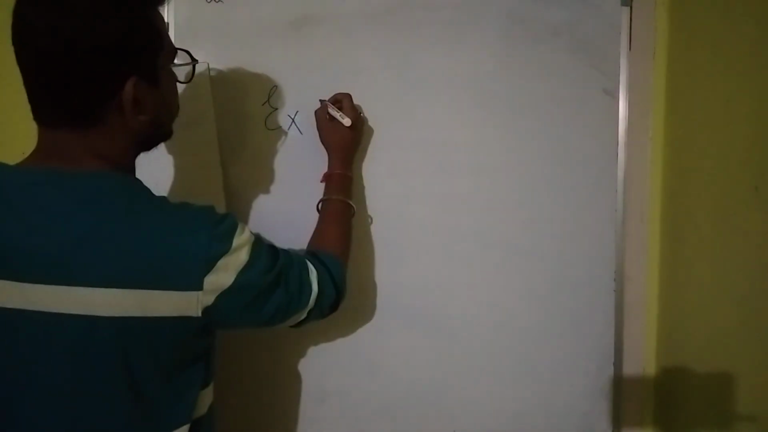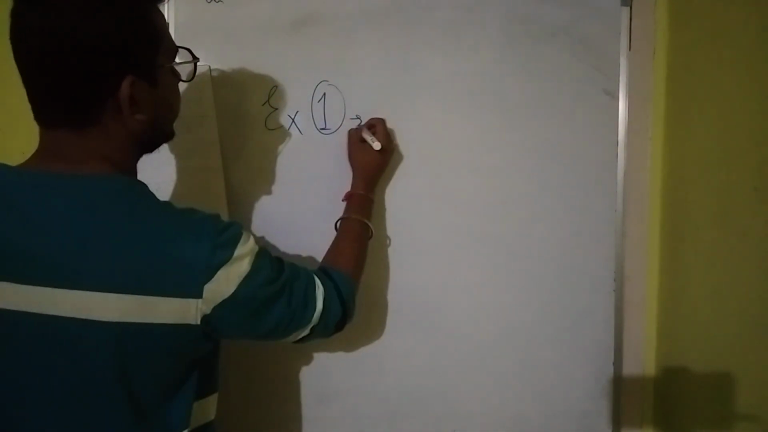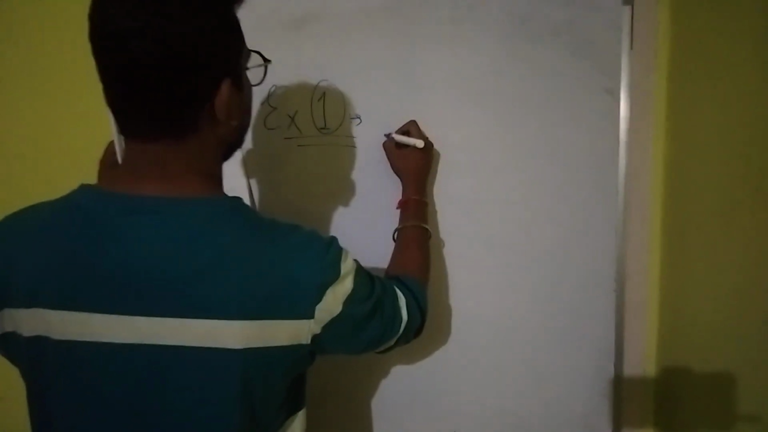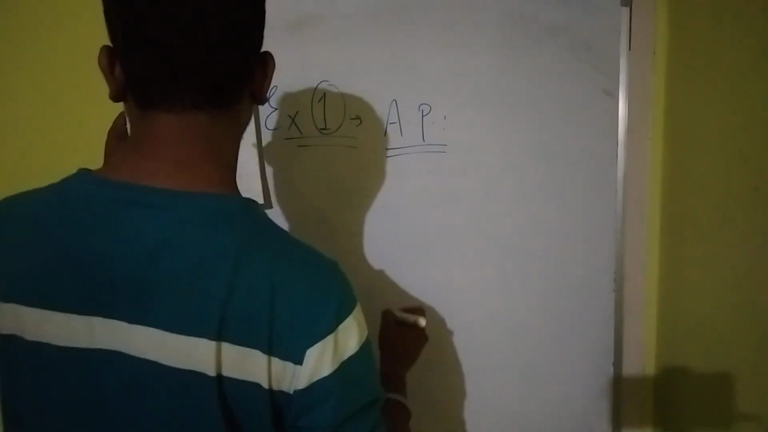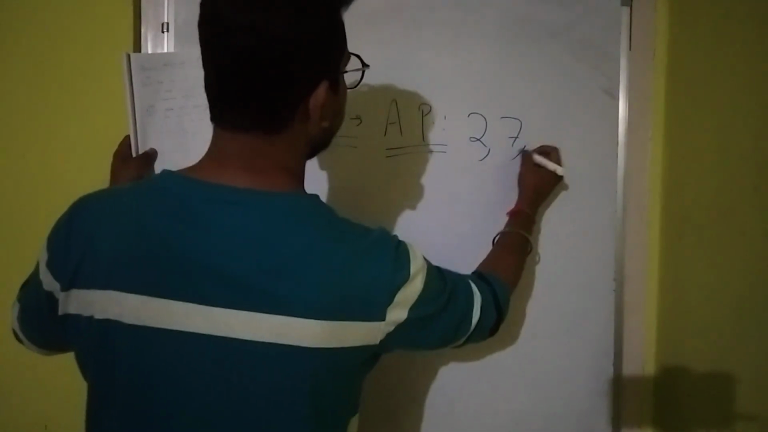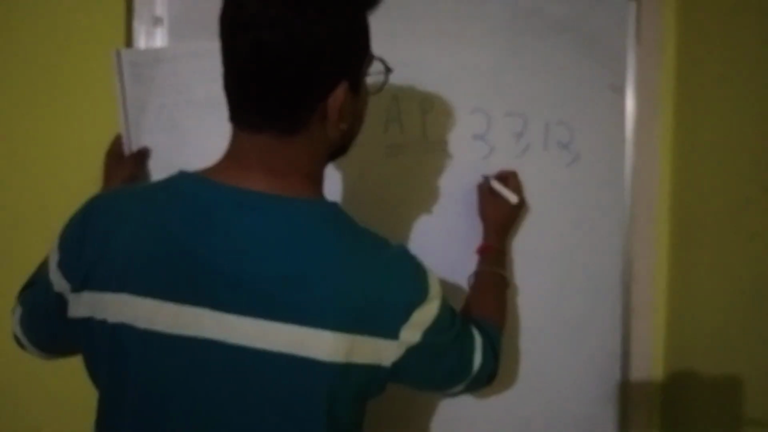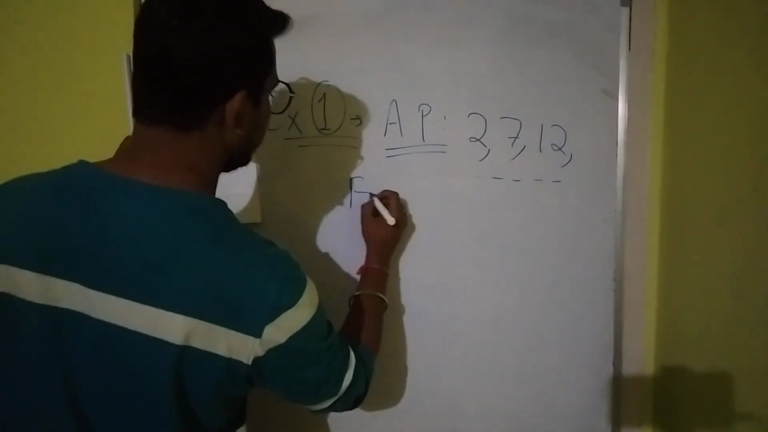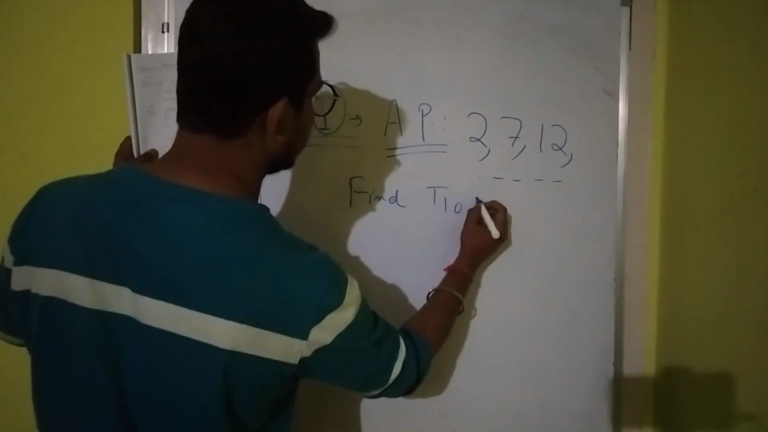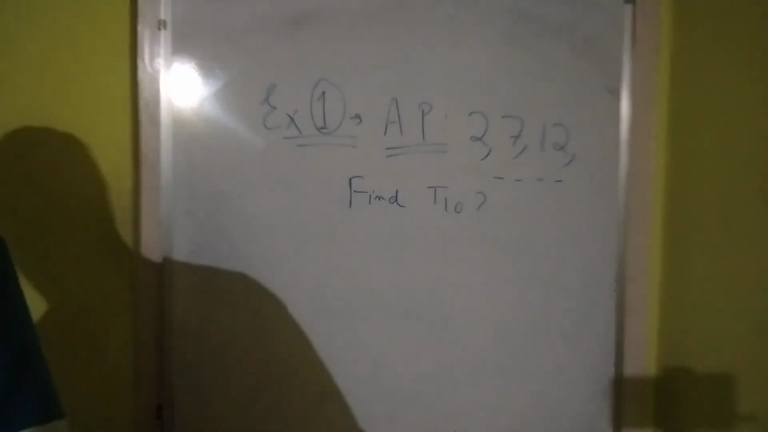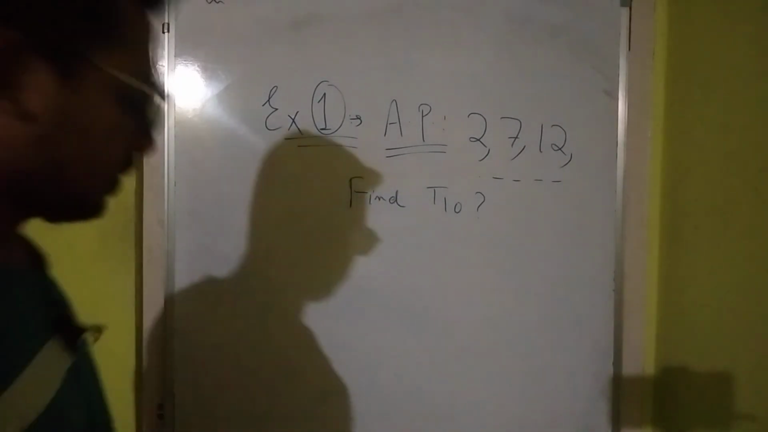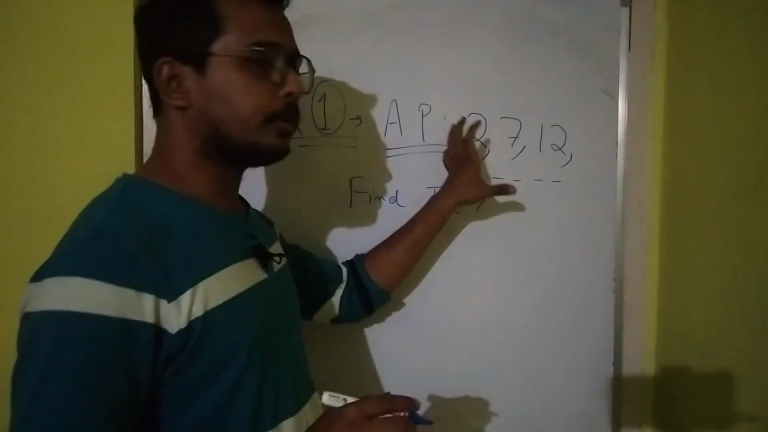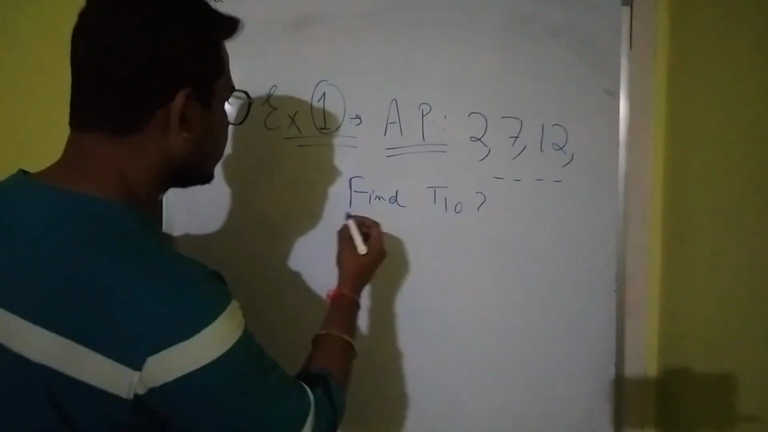So example 1, okay. So an AP is given, say 2, 7, 12 and so on. Find T10. So देखो, this is given already an AP. So इसका 10th term निकालना है.